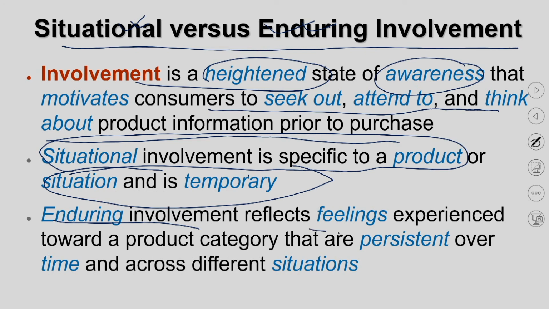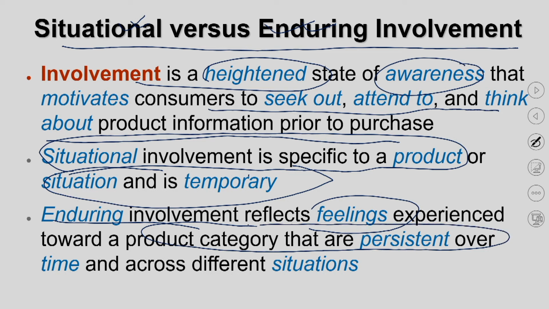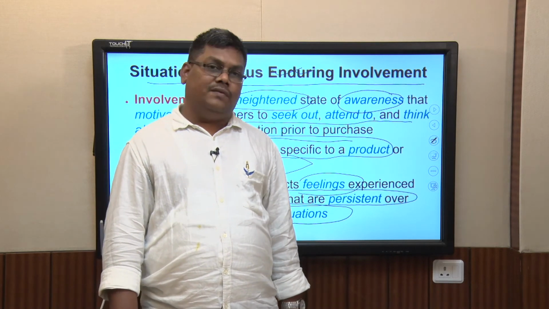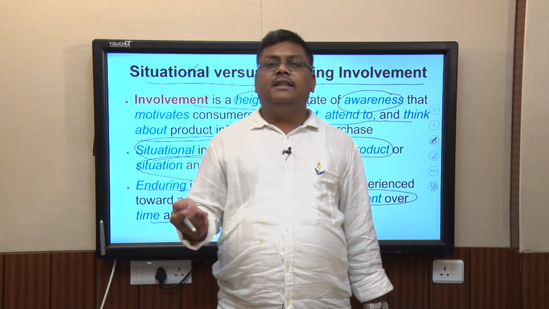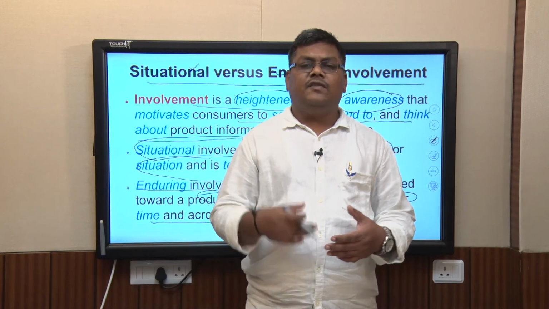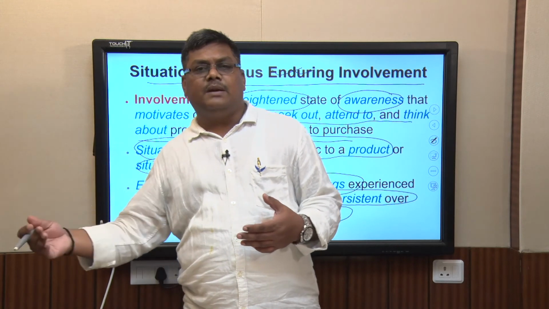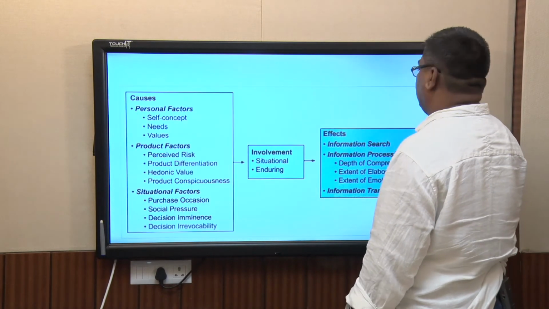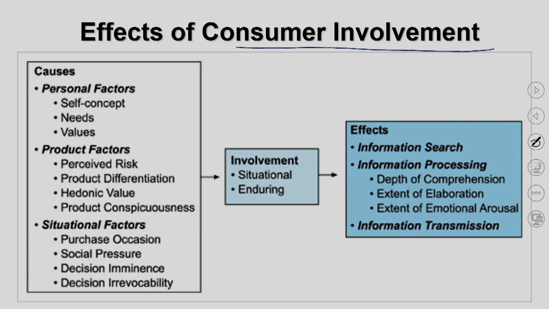Enduring involvement reflects feelings experienced towards a product category that are persistent over time. It does not change over time and across different situations. So, one of the things the marketer can do is provide information into the marketplace so that the consumer becomes involved with it, and the more the consumer is involved with a particular product, the higher the chances of him buying, of converting his alternative evaluations into final purchases and then repeated purchases. That is the aim. So, the effects of consumer involvement are of two types: one is situational, the other is enduring. There are several factors which affect involvement.